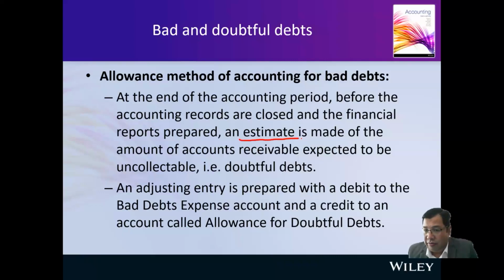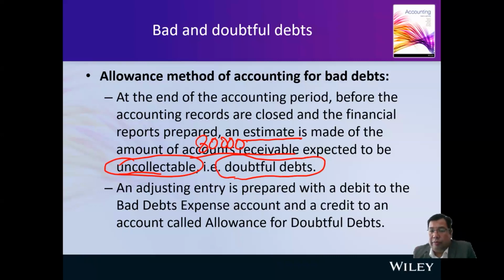This is not the correct value. This is just an estimation. We try to come up with the best estimation of the amount from the account receivable that is expected to be uncollectible. From our account receivable, for example 80,000, what is the amount that we expect is going to be uncollectible, or in accounting terms, doubtful debt?